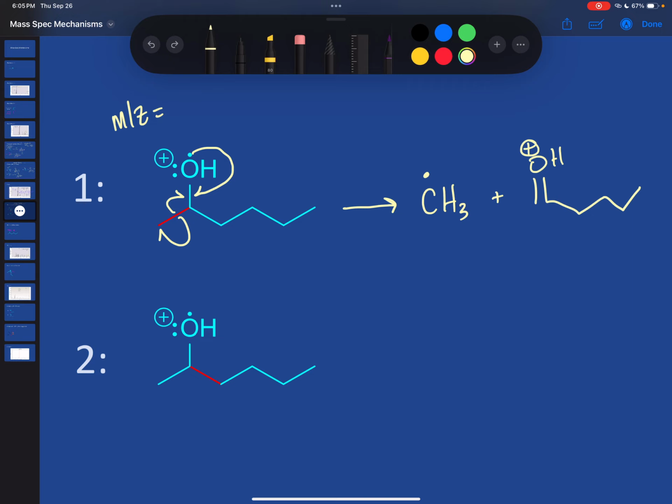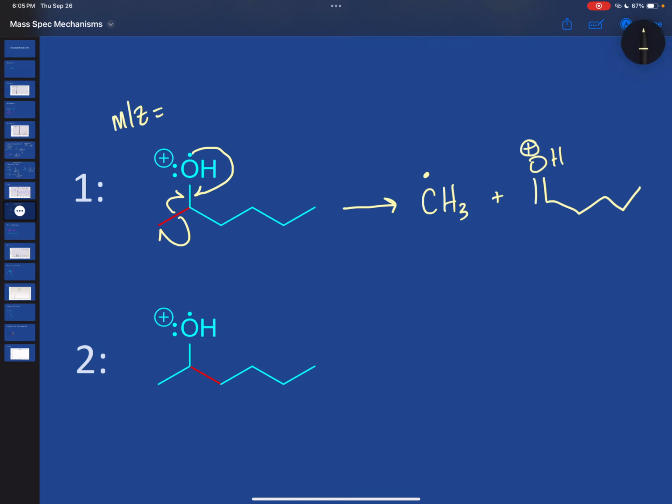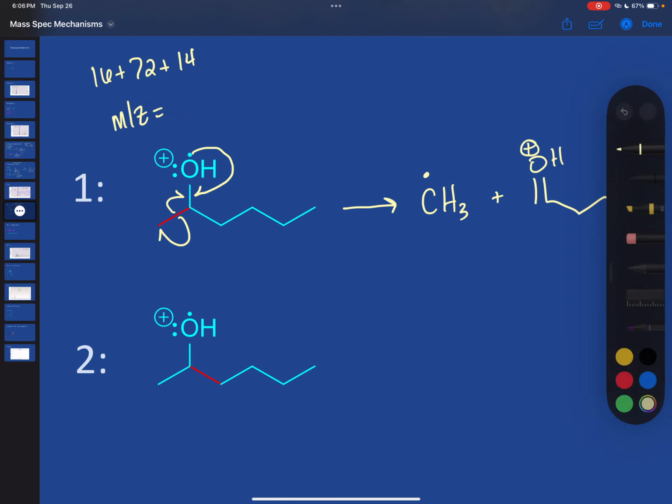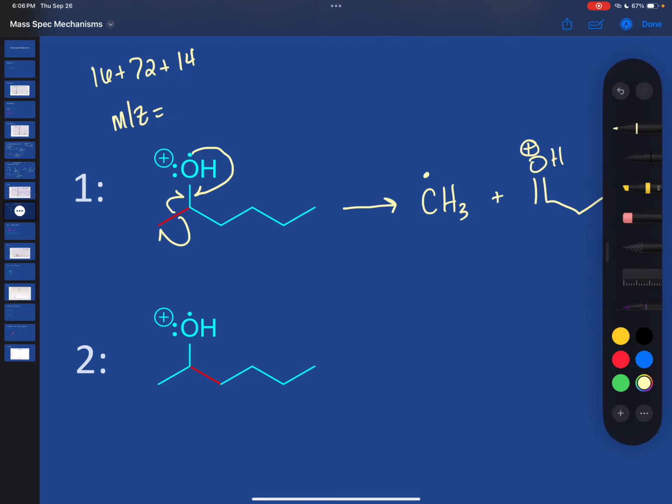It's the same structure. So to calculate that, I'm going to have 16 from oxygen, and then I have 1, 2, 3, 4, 5, 6 carbons. That is going to be 72. Yep, 72 plus, okay, so I have 3, 6, 8, 10, 12, 13, and then 14 hydrogens here. So my mass to charge ratio of my molecular ion is going to be 16 plus 72 plus 14. I am getting a mass to charge ratio of 102. Hopefully that's right.